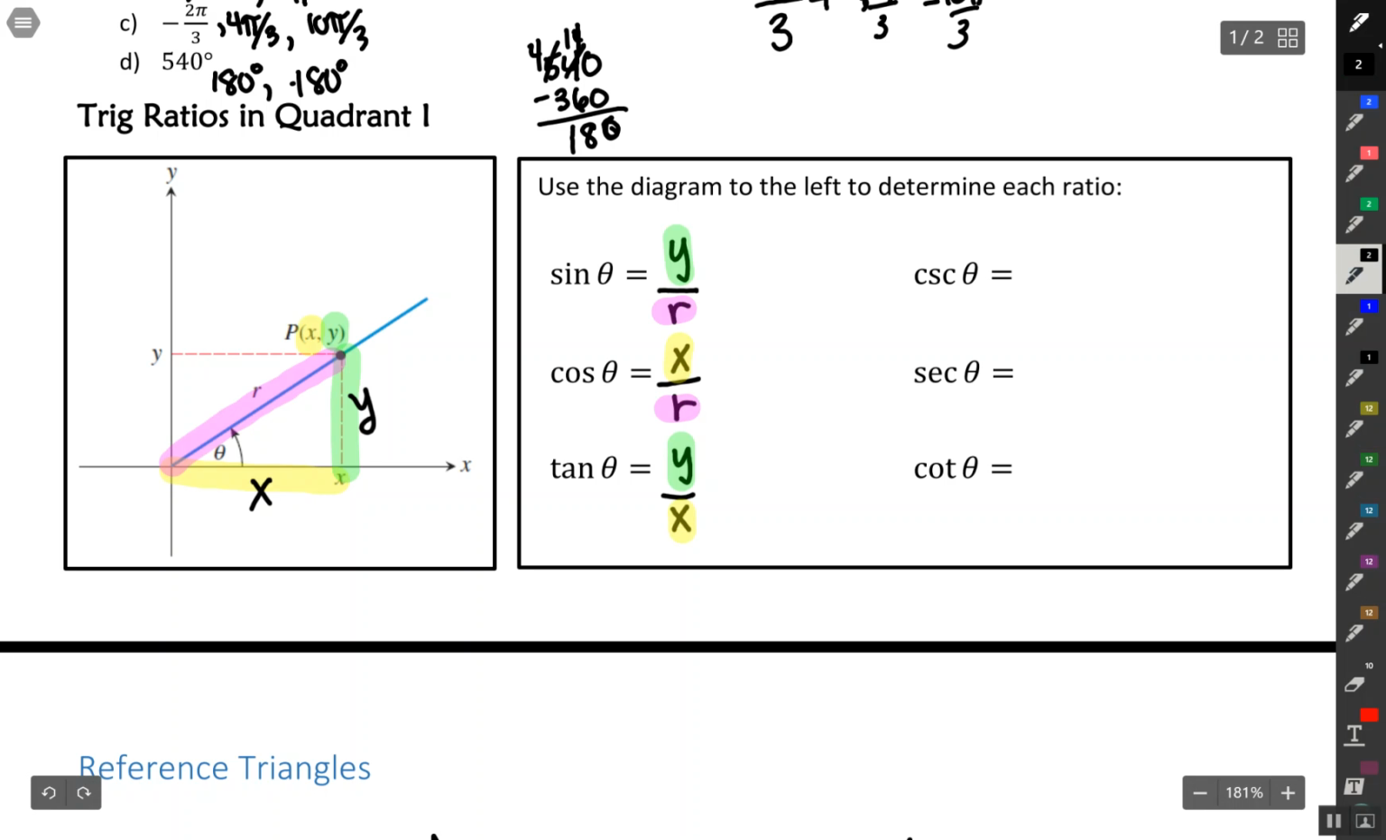Okay, so cosecant is just going to be this one flipped over. So it's r over y. Secant is this one flipped over, r over x. And cotangent is tangent flipped over, so x over y.